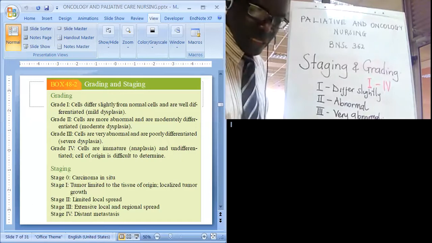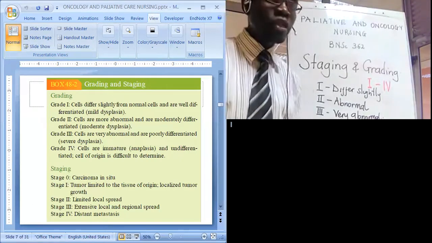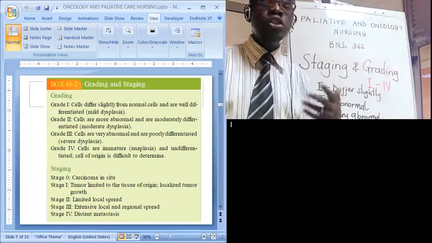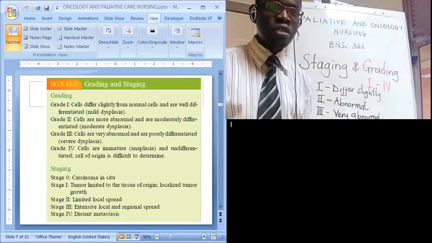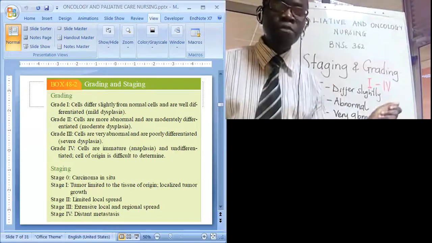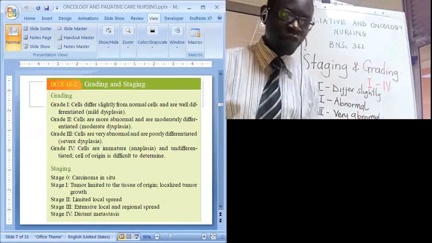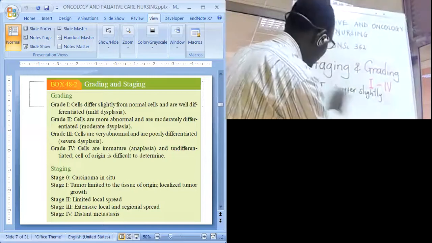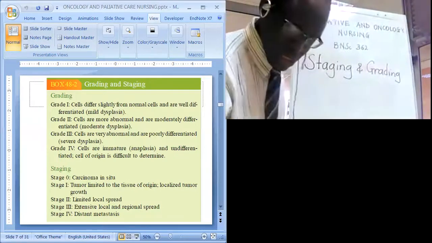We said that they are rapidly growing, so they don't get enough time to mature. As a result, they grow very fast and they are immature. They are unable to perform the functions that they are supposed to perform, and as a result, they become useless to the body.